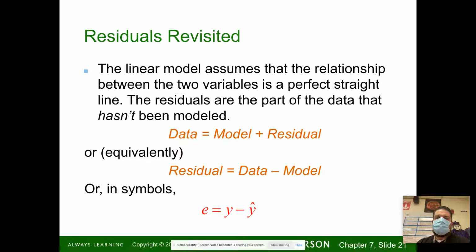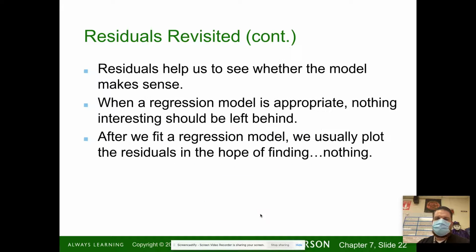So linear models assume that the relationship between the two variables is perfectly straight. The residuals are part of the data that hasn't been modeled. So the data is equal to the model plus the residual, or the residual is equal to the data minus the model. So in symbols, e is equal to y minus y-hat, okay? So residuals can help us determine if the model makes sense.